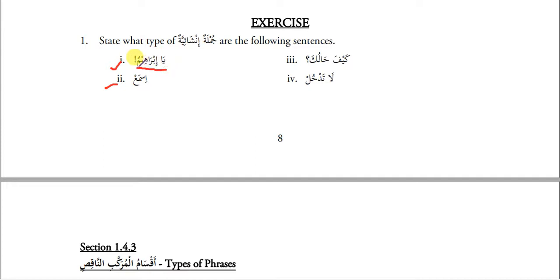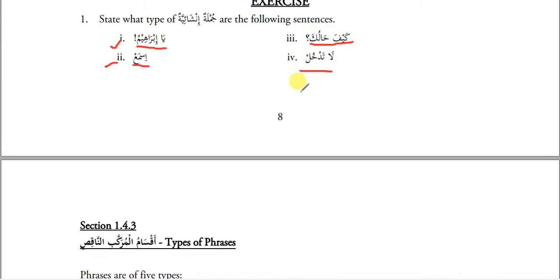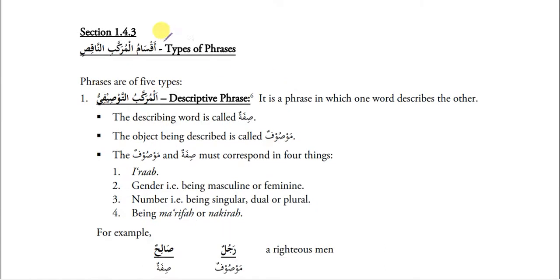Ya Ibrahim is a sentence of munada, that is nida. Isma is amr, kaifa haluka is istifham, and la tadkhulu is nahi. Okay. Now we have aqsamul murakkab naqis. This means types of incomplete sentence. So we have two types of incomplete sentence.